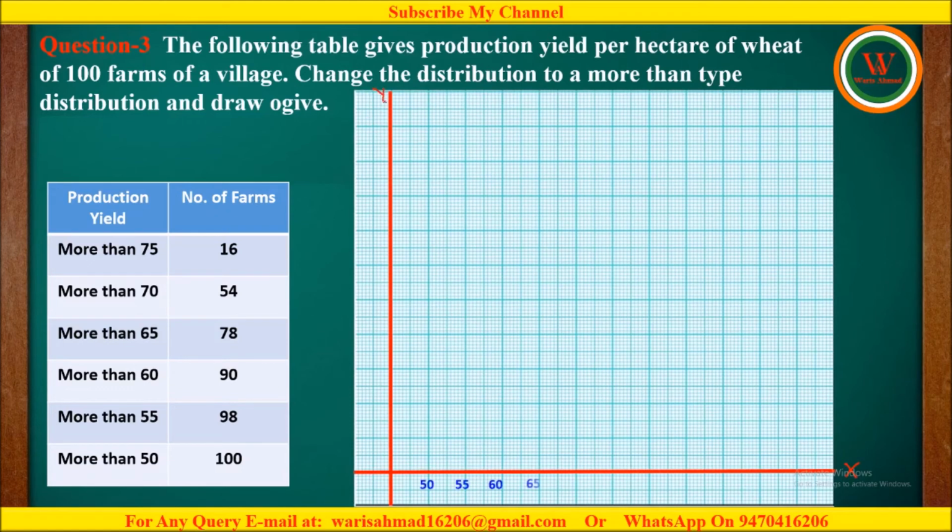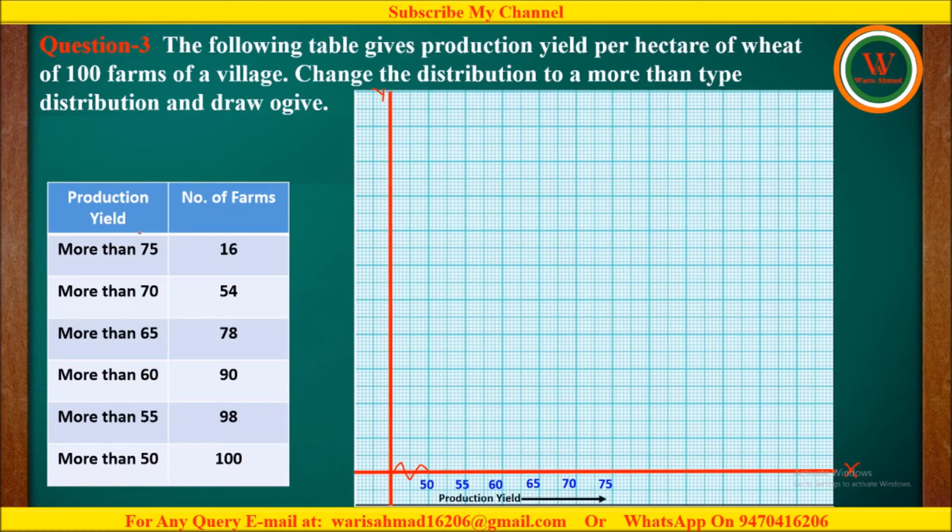Then we have to label the numbers like 50, 55, 60, 65, 70, and 75. Now here again the difference between 50 and 55 is 5 units, 55 to 60 again 5 units. So the difference of each interval is 5, but the difference from origin to the first point is 50. That's why we have to use a kink at this point. After that we have to label the x-axis. Since the name of this first column is production yield, so here we can write production yield.